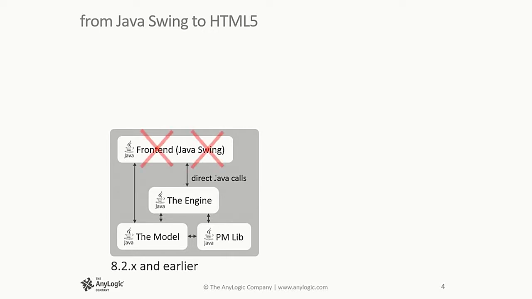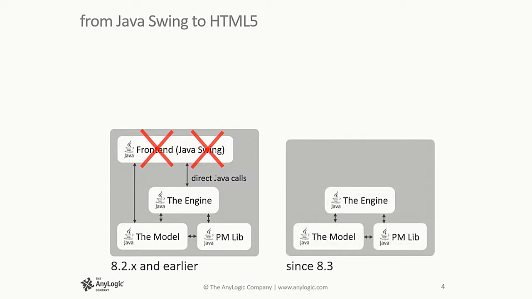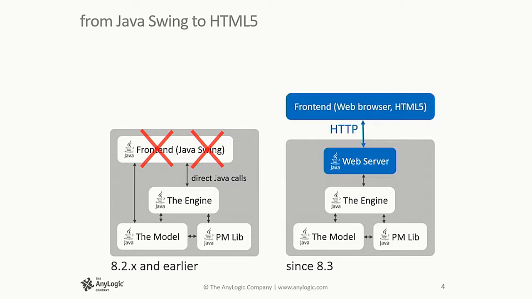There were direct Java calls between all these components. Now, we're throwing away this, and since 8.3, the model will look like shown on the right. Again, Java engine, Java code generated from your model, libraries, and the web server, which will be a part of the model, and front end running in the web browser, and the only communication is HTTP. Right? So there's no Java calls between front end and the engine anymore.